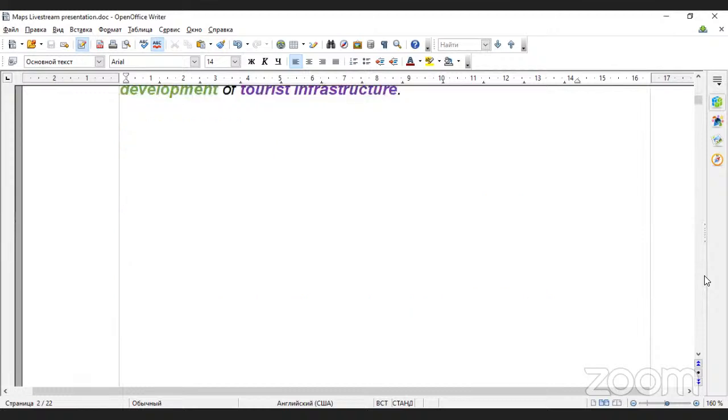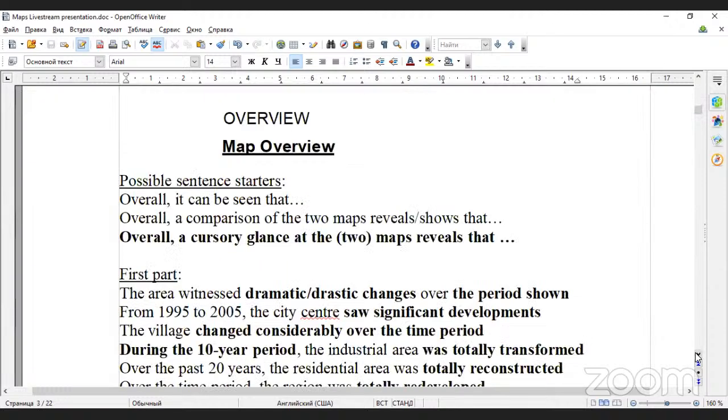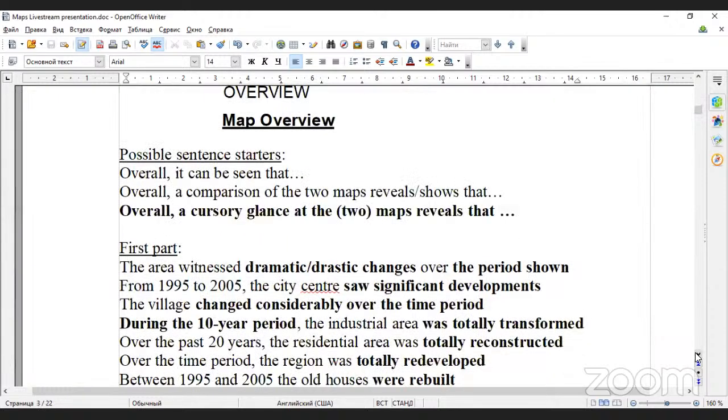Then we move on to the overview. A possible way to start your overview is to say overall. You can also use the linking word in general, but most candidates use overall. And then you can say it can be seen that, or, for example, if you have 2 maps, you can say a comparison of the 2 maps reveals or shows that. But in my opinion, it would be very nice for your lexical resource if you could use this collocation, which I really like myself: overall, a cursory glance of the 2 maps reveals that.